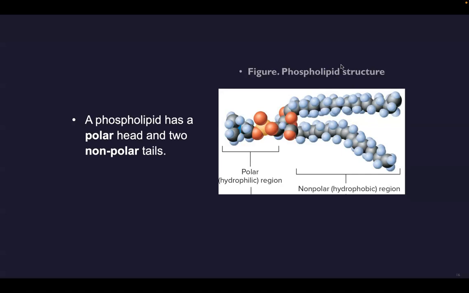So when we're talking about the membrane of our cell, that's made up of the phospholipid bilayer. When we zoom in and pick at one piece of that phospholipid bilayer, one component that's making up the whole membrane, it is this structure, a phospholipid structure with a polar head and two nonpolar tails, as seen here.